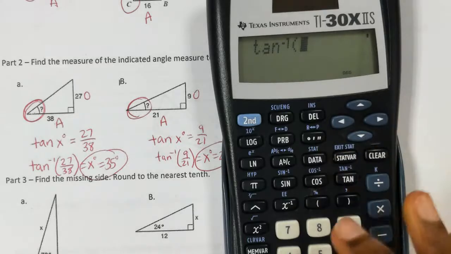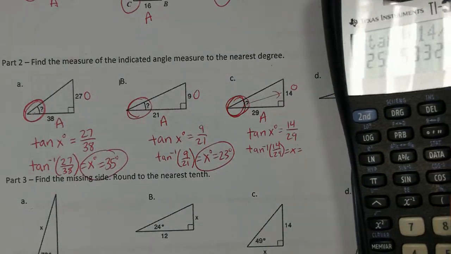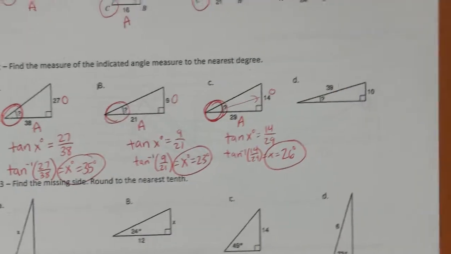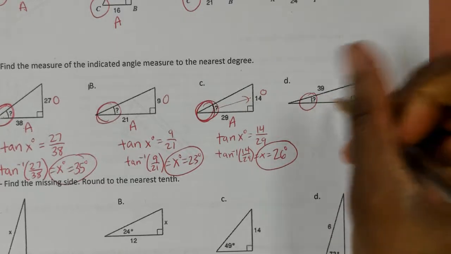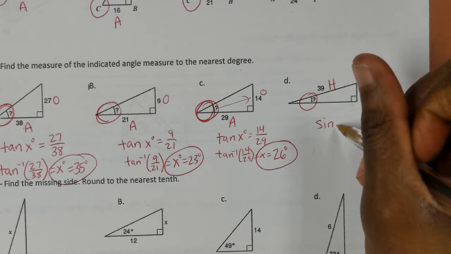So the first three are all tan. So 26 degrees. The last one's not.